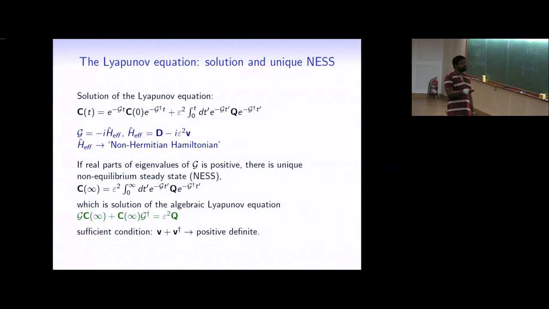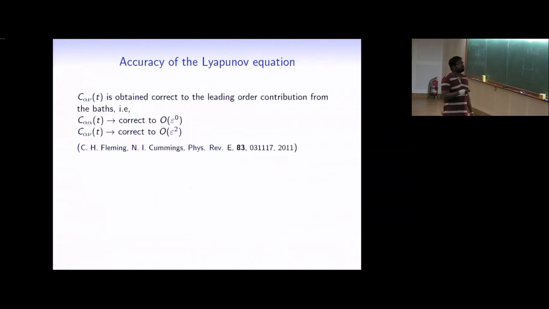And the sufficient condition for this to happen is that V plus V dagger is positive definite. Okay, so we have got a number of good things, but we have done this Born-Markov approximation, so we'll lose something. What we lose is the accuracy. The point is that the correlation matrices will be obtained correct: the diagonal elements correct to order epsilon to the power 0, and the off-diagonal elements correct to order epsilon squared. And this can be shown following some arguments that have been given in this paper.